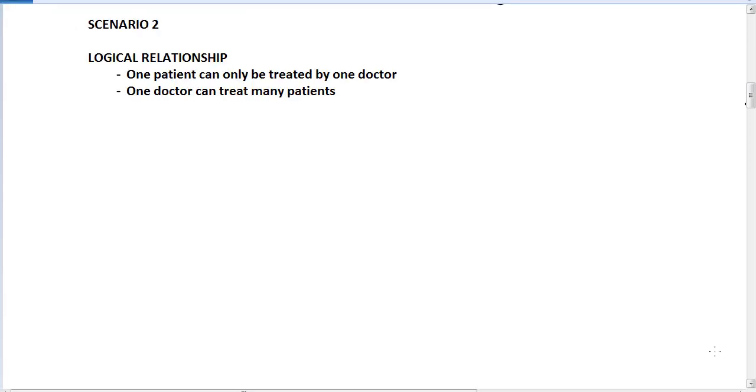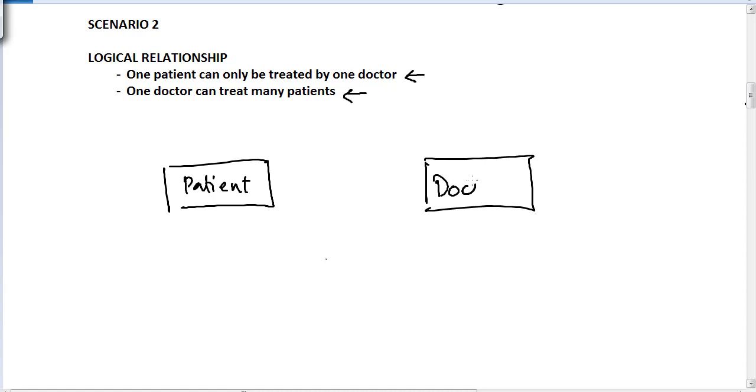Okay, let's quickly do some other ER diagrams for some other logical relationships. What if, for example, we had the following logical relationships? One patient can only be treated by one doctor, and one doctor can treat many patients. So let me quickly draw our entities. So we have the patient, and the doctor, right? And these are linked, right? So one patient can only be treated by one doctor. So looking forwards, one patient can only be treated by one doctor.